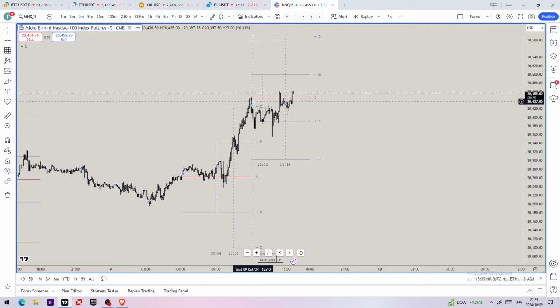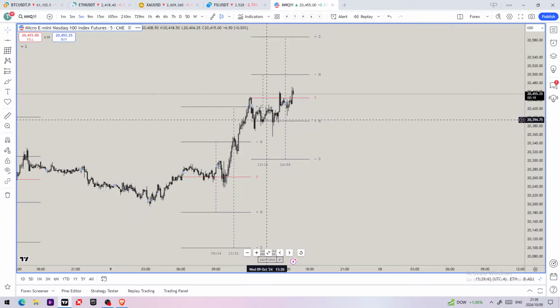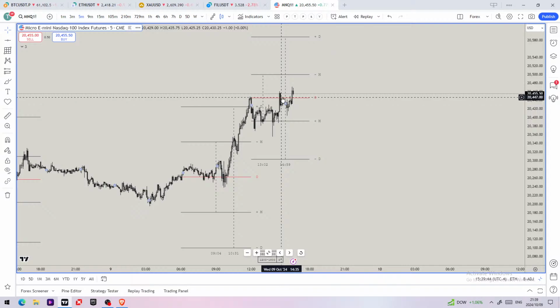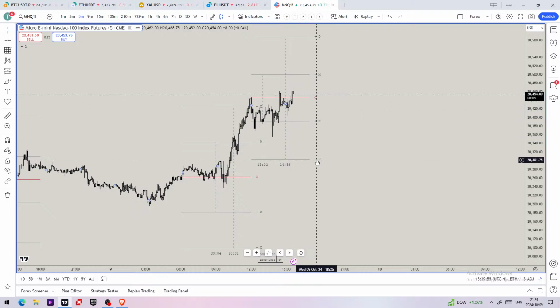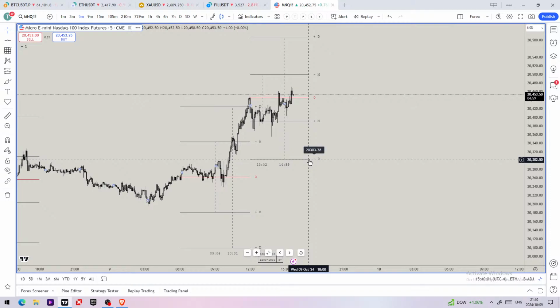This open right here. We trade down to an M level. Tag the open again. From the open, we could go either way, right? If you're more bullish, you'd look for the M and the D above it. If you're bearish, you'd be looking for this to trade all the way back down here. Does this make sense?